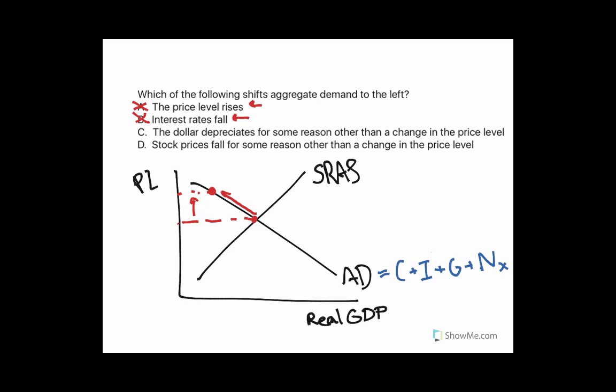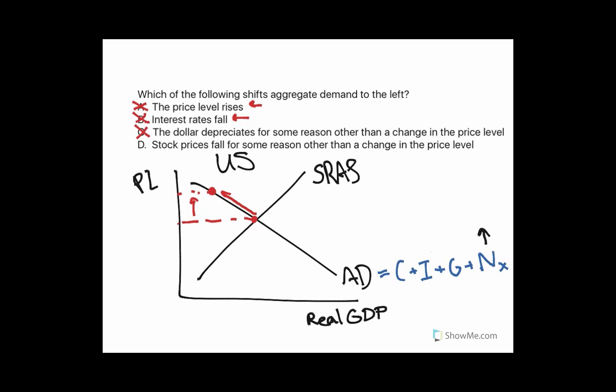So if we're looking at the market for the U.S., then the dollar depreciates. That means foreign countries will have more purchasing power, and they might buy more from the U.S. So net exports will tend to increase. Again, that will shift aggregate demand to the right because net exports are a component of that, and that's not what we want. So choice C is not correct, and of course that leaves choice D.